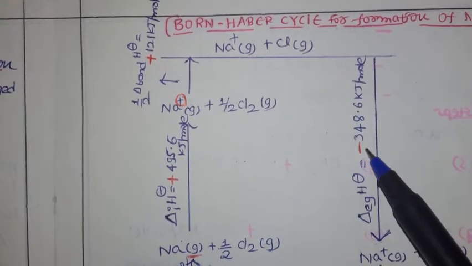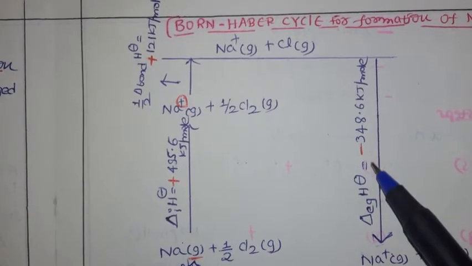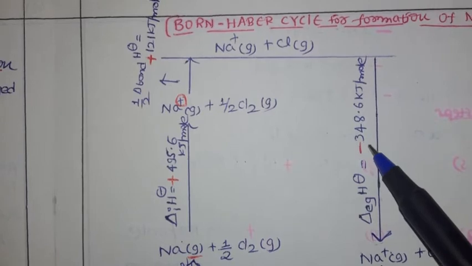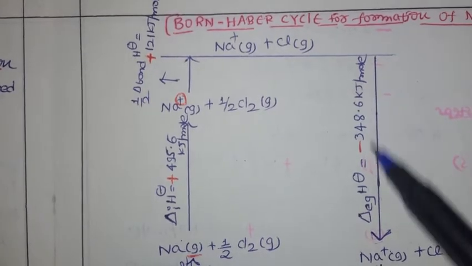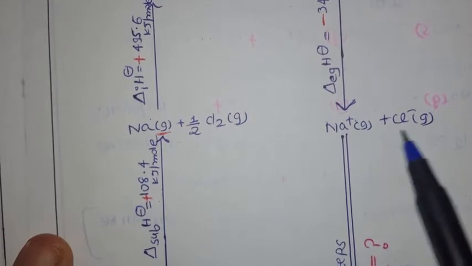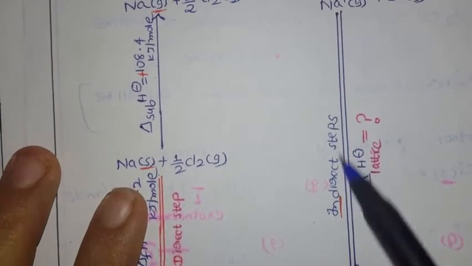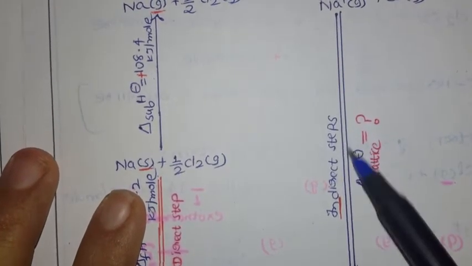First, electron gain enthalpy is negative. So here, if you see the symbol, the delta H value is what? Negative. How much is that? Minus 348.6 kilojoules per mole. Now my Na plus and Cl minus in the gaseous state are available. If both are combining together, we call that what? Lattice enthalpy. Now I don't know the lattice enthalpy, but we can calculate it by an indirect step.